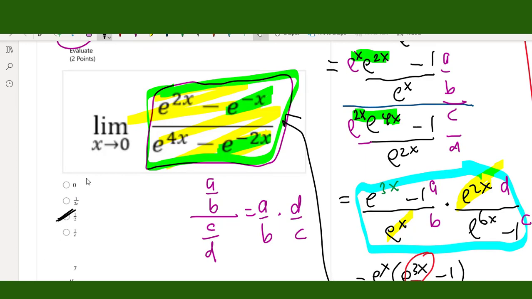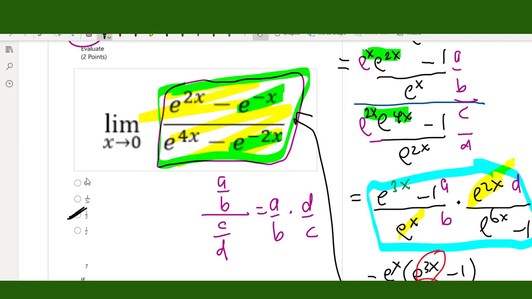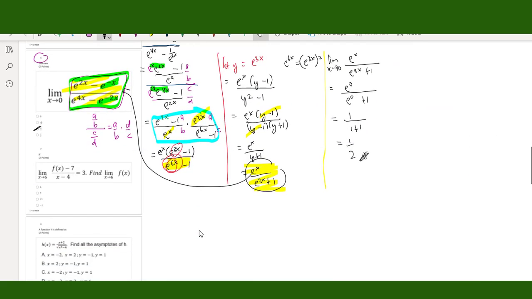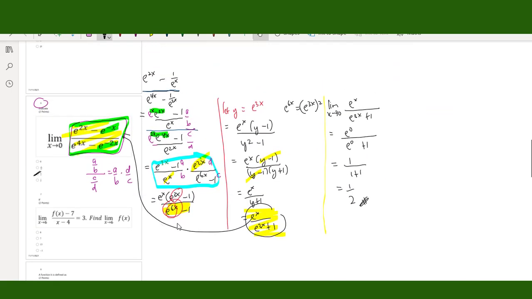Okay, settled. If you check this one, the exponent, okay, settled for this part. This is the overall solution for number 6. Okay, settled for number 6.